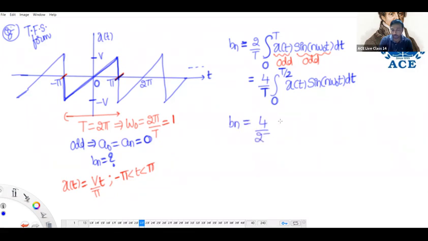4 by 2 pi, integral 0 to pi, Vt by pi sin nt dt. Omega naught is 1.